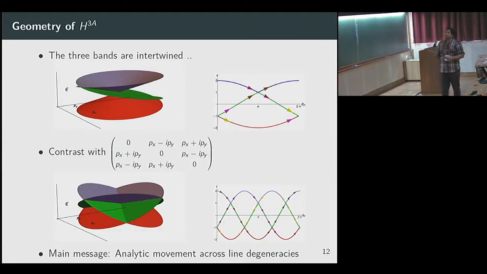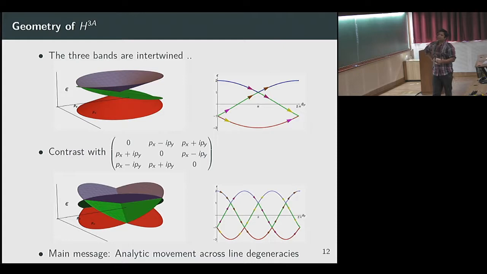So the geometry is as follows. The three bands are, in a sense, intertwined among each other. You can already see this in this diagram, but if I just make a cut of this at a fixed magnitude of the momentum, it looks like this. Therefore, to move along in the band structure in a smooth way, I have to cross across bands, because any loop encircling the point degeneracy will necessarily encounter a line degeneracy.